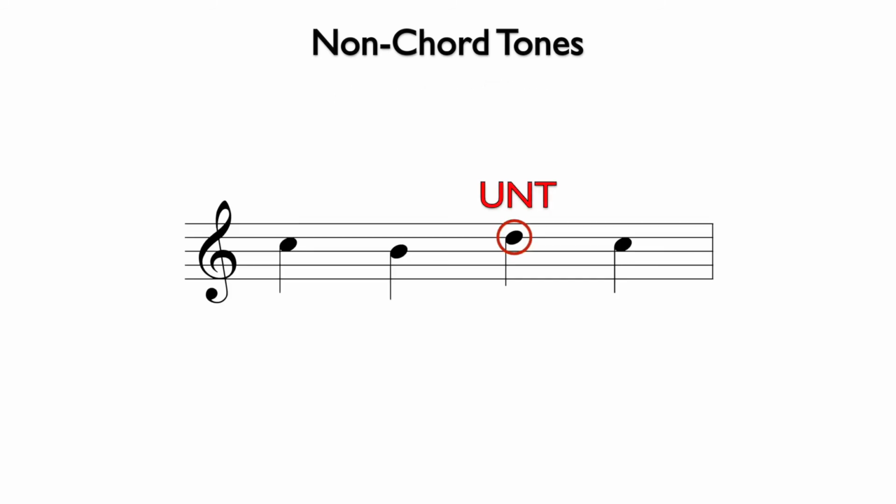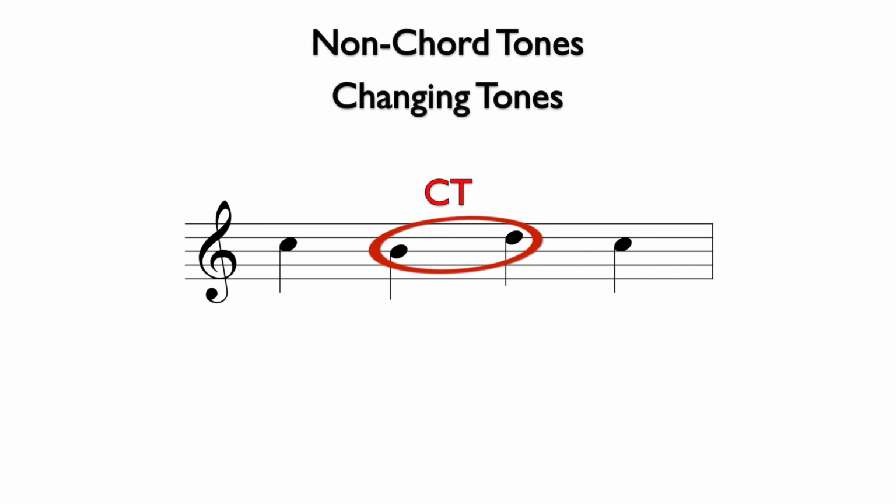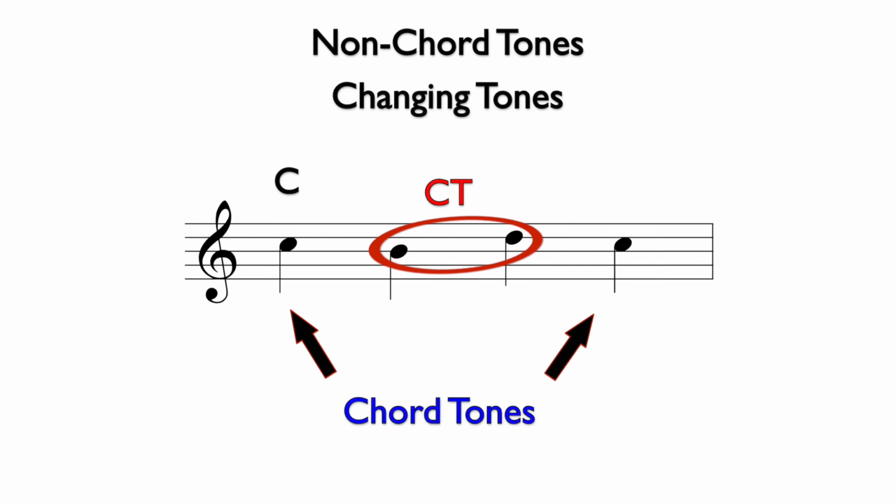If an upper neighbor and lower neighbor tone are used in succession, they are referred to as double neighbors or changing tones. Here we have a C chord. The melody begins and ends on the C chord tone. Since B is a lower neighbor to C and D is an upper neighbor, the two used together are called double neighbors, also known as changing tones. Changing tones surround a chord tone from a step above and a step below.